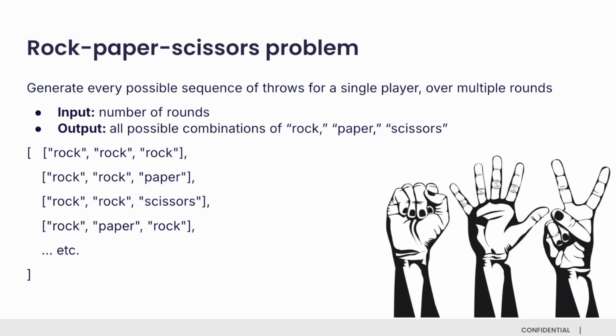So today, we're going to be solving a problem where we need to generate all possible outcomes of throws that a player could make in the game of rock, paper, scissors, given a certain number of rounds. We're going to write this JavaScript function called rockPaperScissors, and it's going to take in rounds, number of rounds, as an input. The output of the function will return every possible sequence of throws that a player could make. So for example, the output would include combinations like this: rock, rock, rock; rock, rock, paper; rock, rock, scissors; and then move on to the next iteration: rock, paper, rock, etc., until you have all possible combinations.